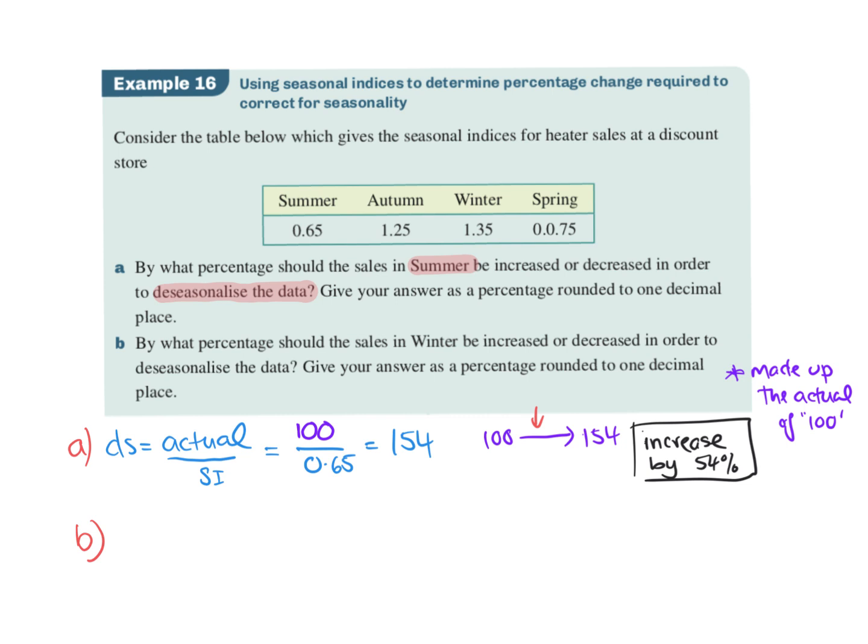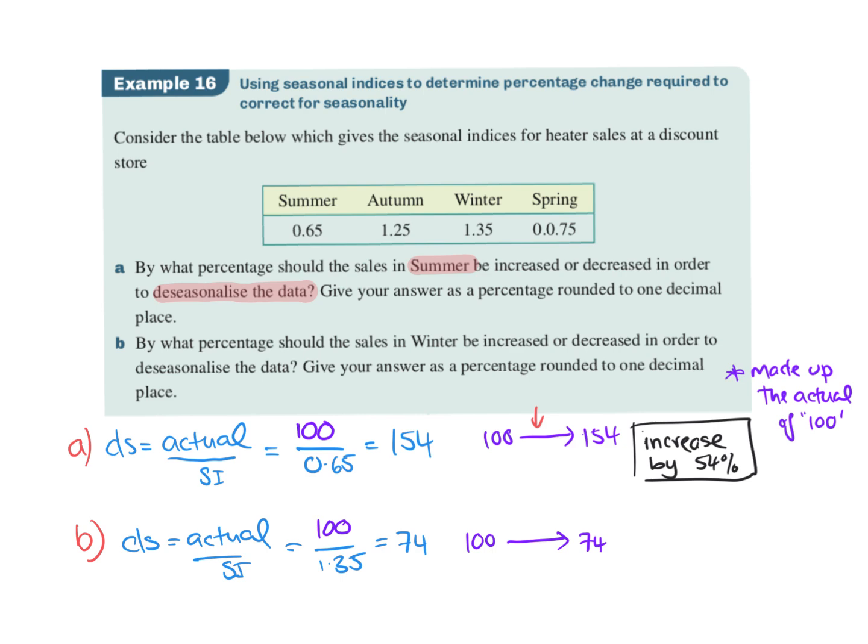We're still going to do the same as what we just did. I'm going to show you how we did it. So we're using this made up 100, but now I'm dividing by the winter seasonal index, which was 1.35. And when I do that, I get 74. So I went from 100 to 74.